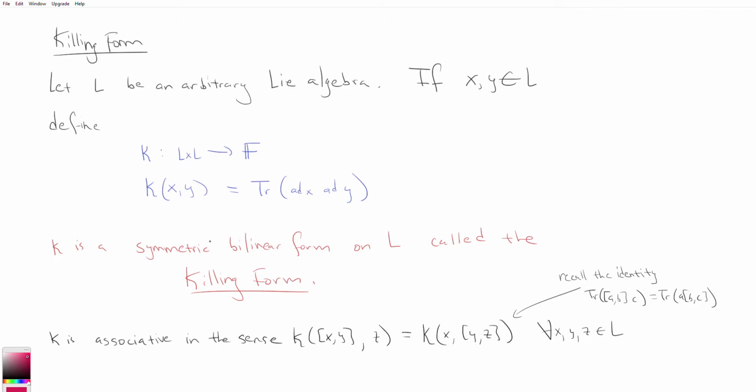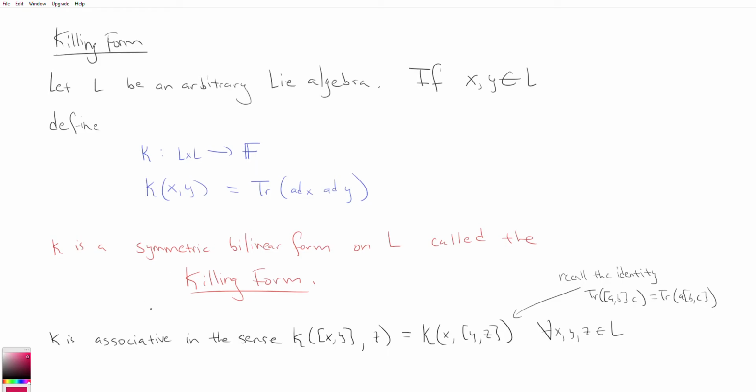We see it's symmetric right away by the fact that the trace of ad x ad y is equal to the trace of ad y ad x. And we see it's bilinear by the fact that trace and ad are both linear operators. And so that's the Killing form. It's just this symmetric bilinear form.